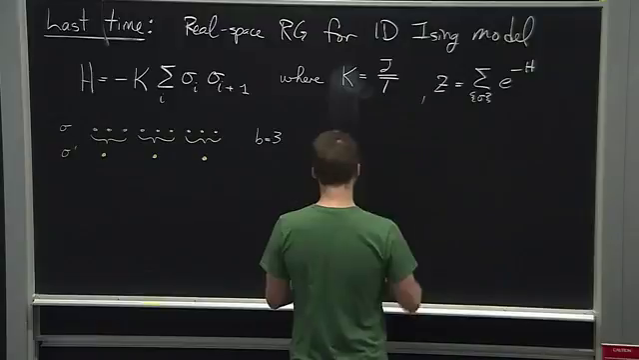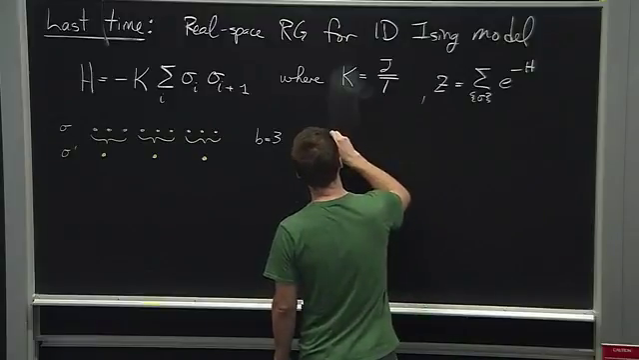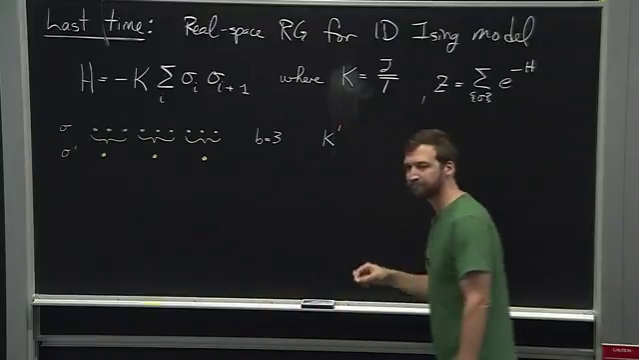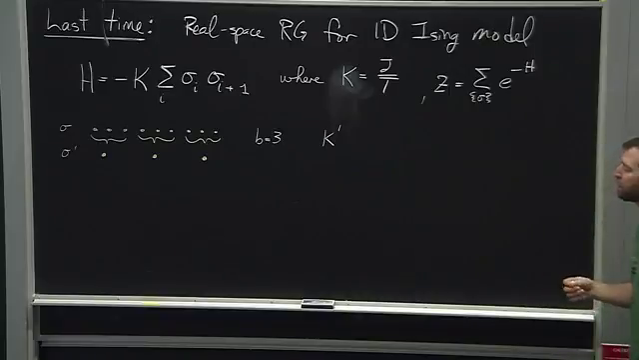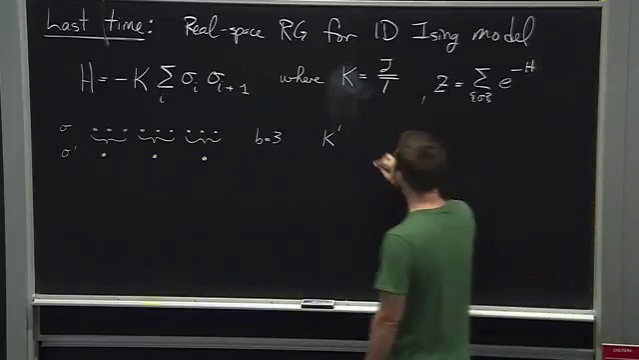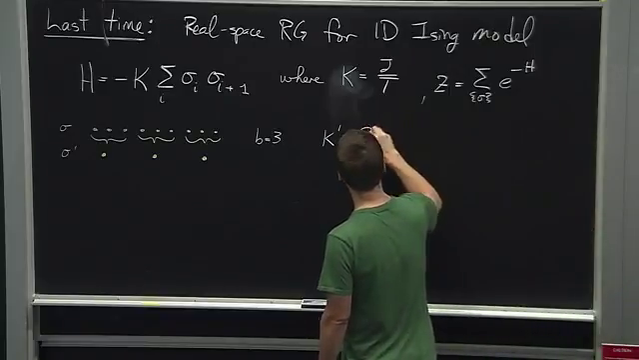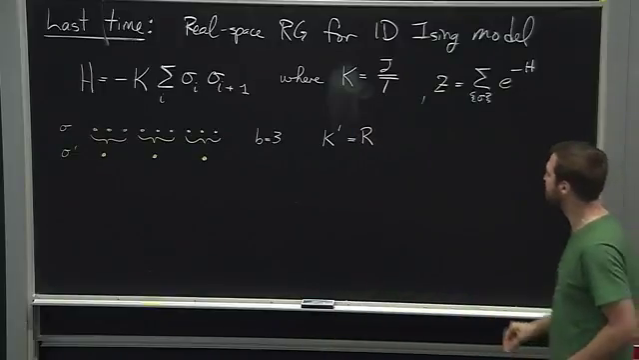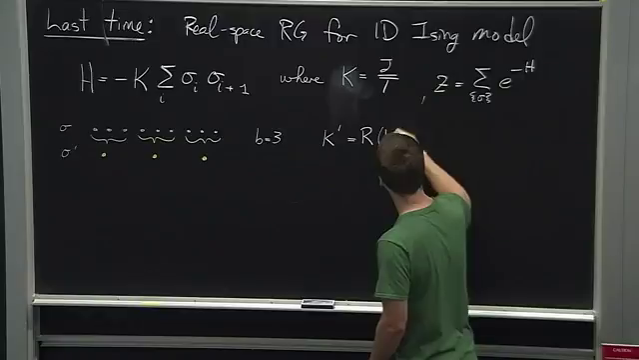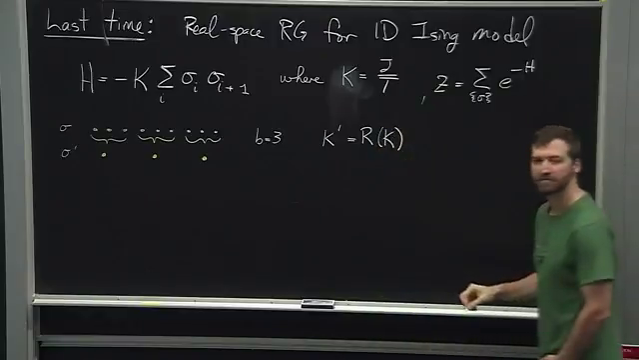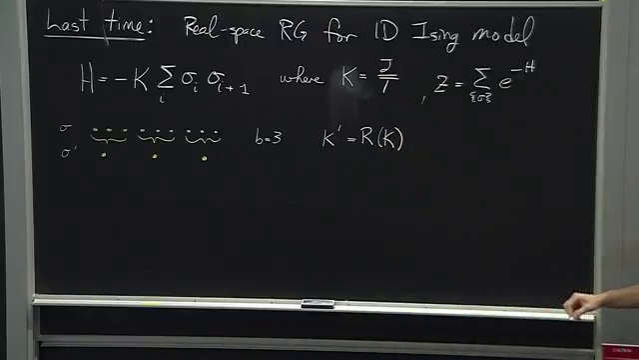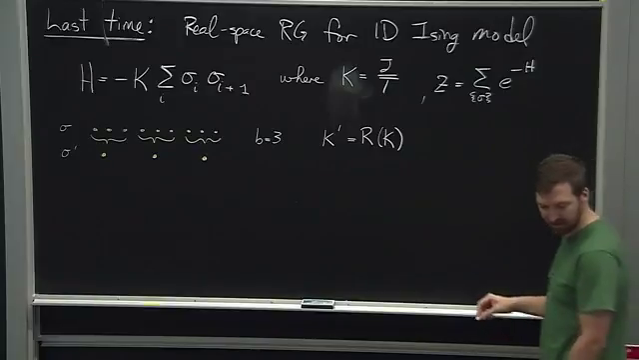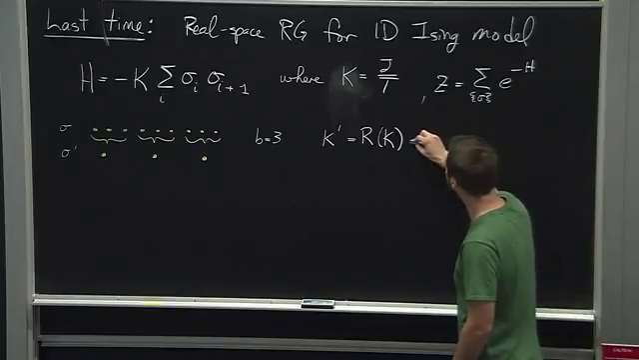So this led us to the recursion relation, which I define as K prime. It's 1 step of the renormalization group procedure. It's basically applying this complicated nonlinear transformation to K. Okay. And that recursion relation is the thing that we'll study now.